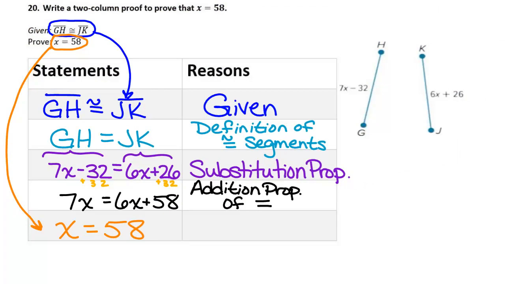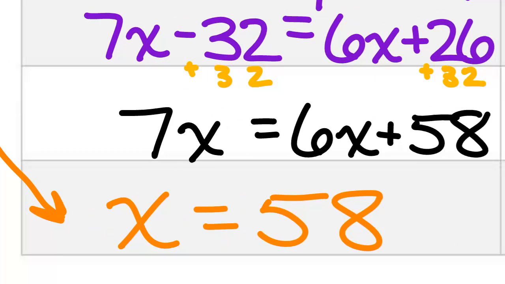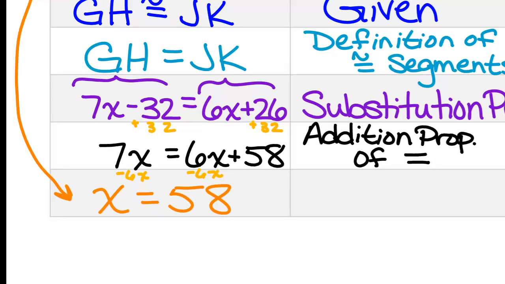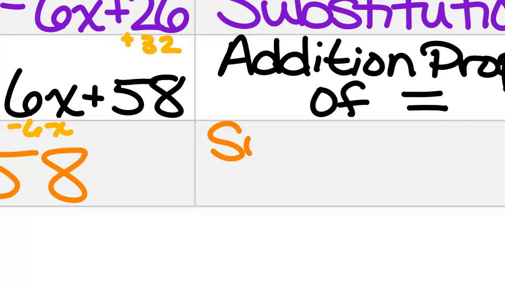Was that the only thing I could have done there? Did I have to add 32 to both sides next? No, I could have subtracted 6x or 7x from both sides. That would have been fine as well. I get to this step and I have to do what? I have to subtract 6x from both sides. And what are we using to do that? The subtraction property of equality.